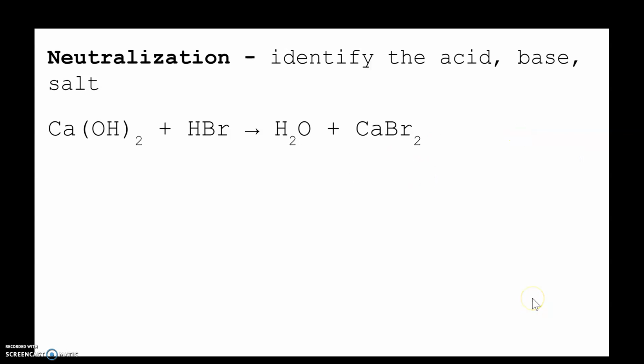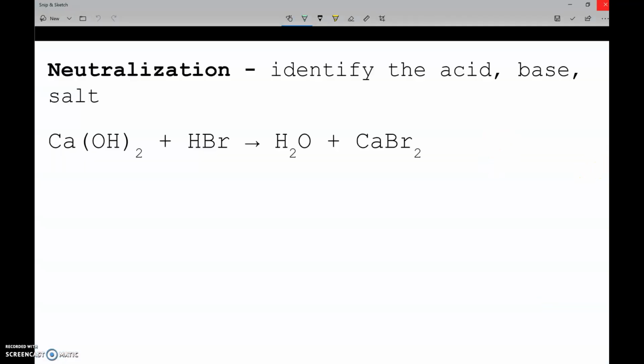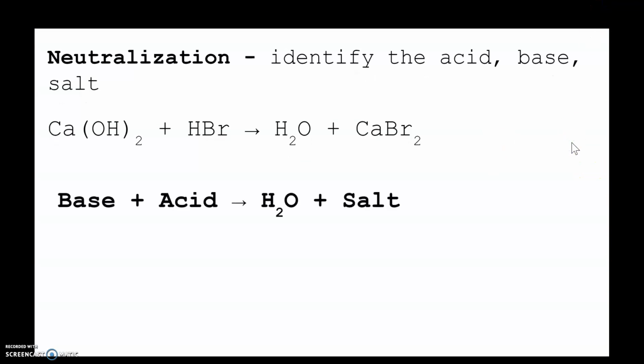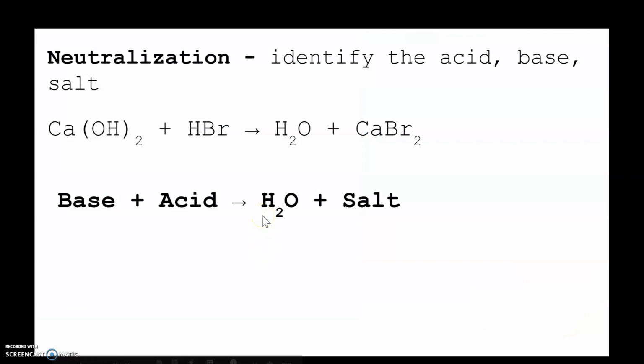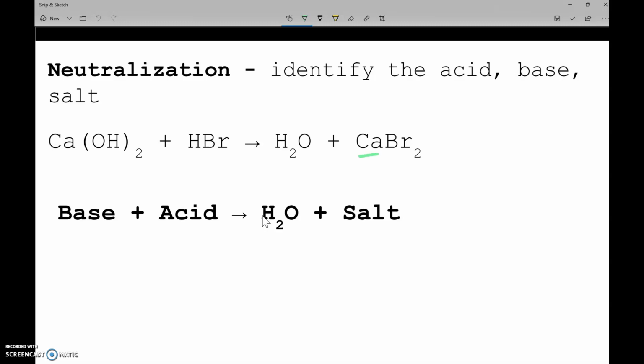So here's another one. I want you to pause the video and identify what's the acid, what's the base, and what's the salt. Okay, welcome back. So hopefully you have figured out that the base is this calcium hydroxide. The acid is the HBr because you have a hydrogen with a nonmetal. The base has a metal and a hydroxide. And then of course here's your salt. And the salt, again, if you look at this, the calcium is coming from the base, and the bromine is coming from the anion of the acid. So that's why that's a salt.